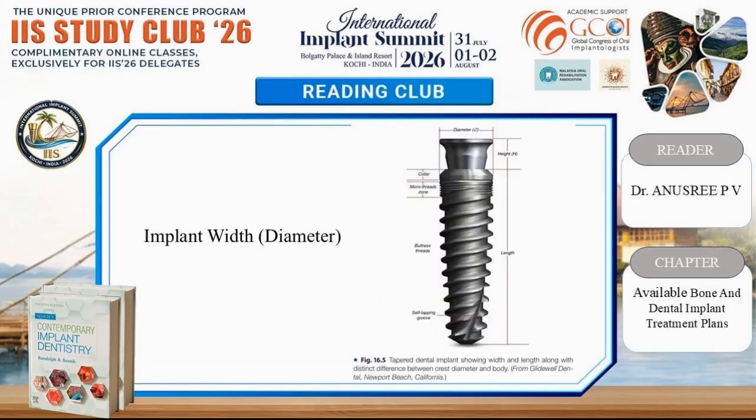So, to understand the available bone classification, the clinician must have a knowledge of dental implant size, that is width or diameter, and height or length of an implant. Moving to implant diameter or implant width. Figure 16.5 denotes a tapered dental implant showing width and length along with the distinct difference between crest diameter and body.